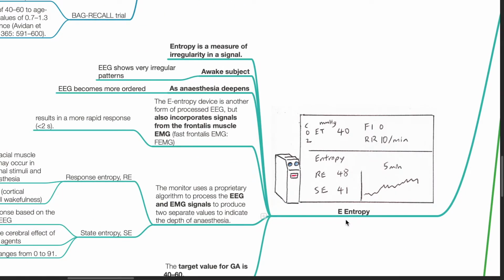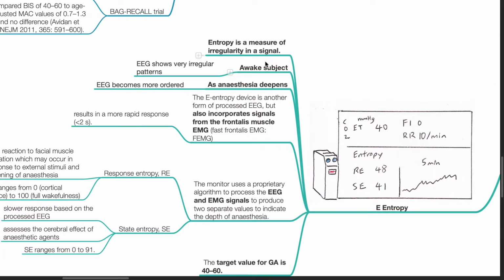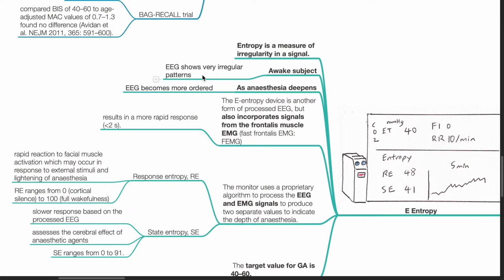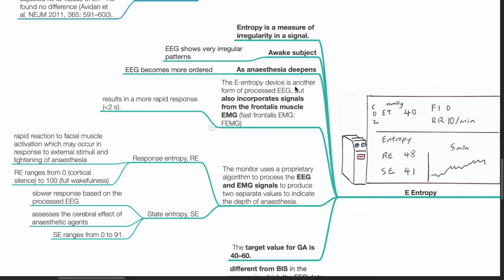We move on to E-Entropy. Entropy is a measure of irregularity in a signal. In an awake subject, EEG shows very irregular patterns. As anesthesia deepens, EEG becomes more ordered. The E-Entropy device is another form of processed EEG, but also incorporates signals from the frontalis muscle EMG and results in a more rapid response of less than 2 seconds.